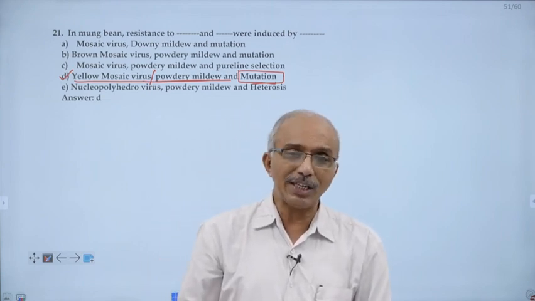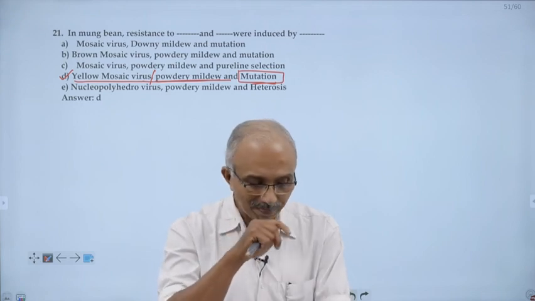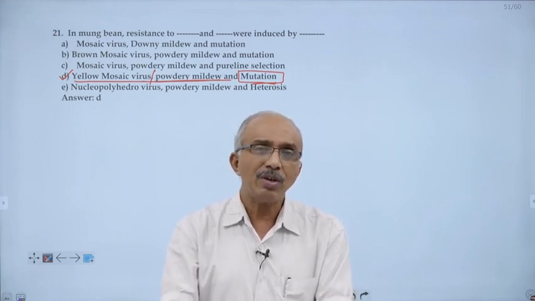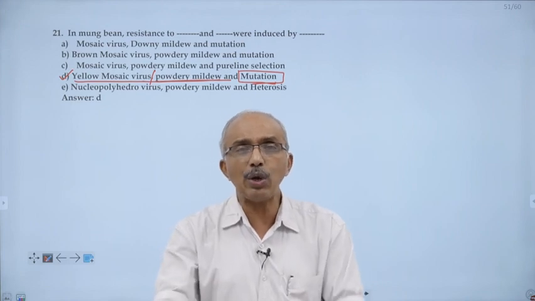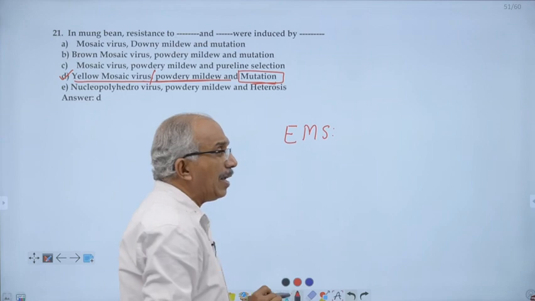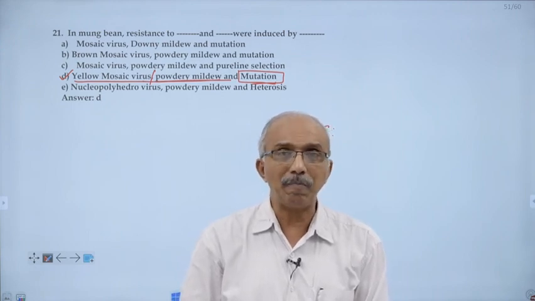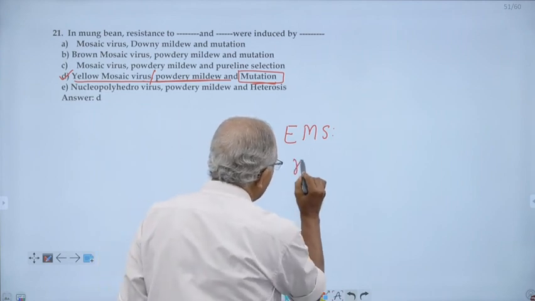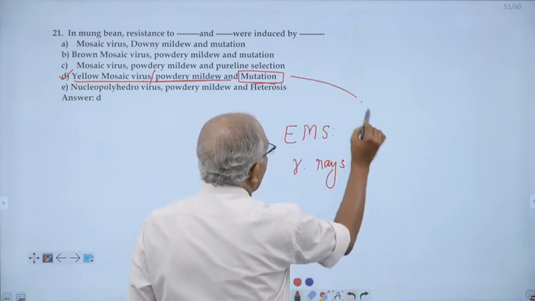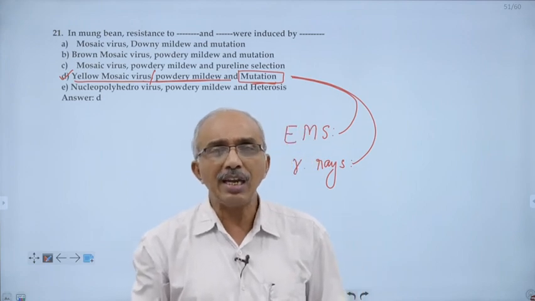Using mutagens. What are mutagens? Agents capable of causing mutations. Mutagens may be chemical mutagens or physical mutagens. The most commonly used chemical mutagen is EMS, that is ethyl methyl sulfonate. The physical mutagen is gamma rays or gamma radiation. These are the two important, commonly used mutagens in mutation breeding.